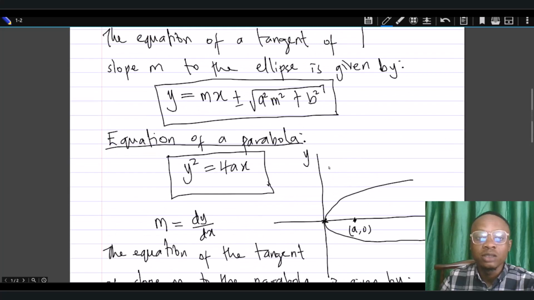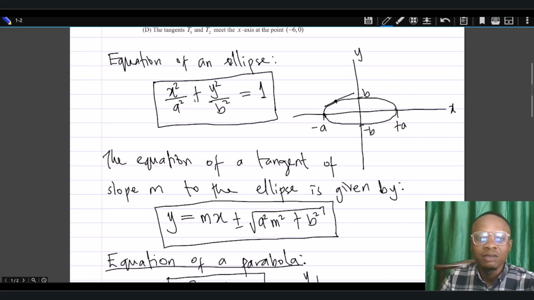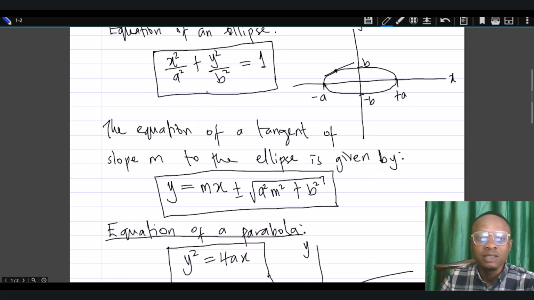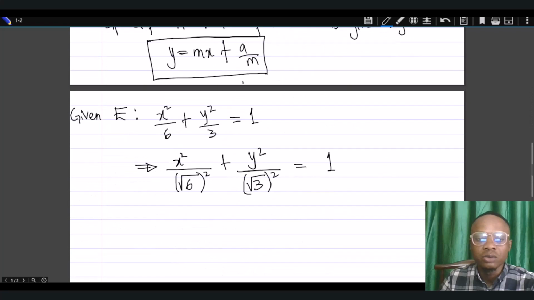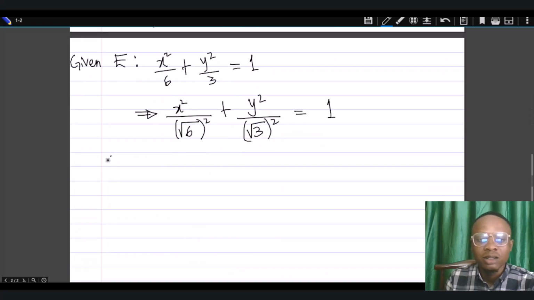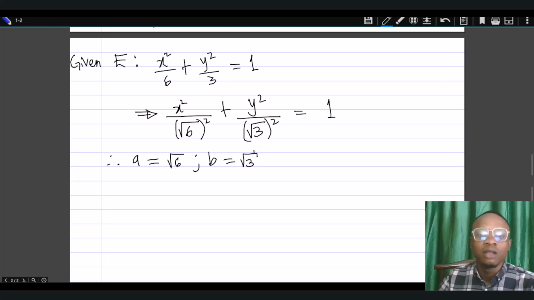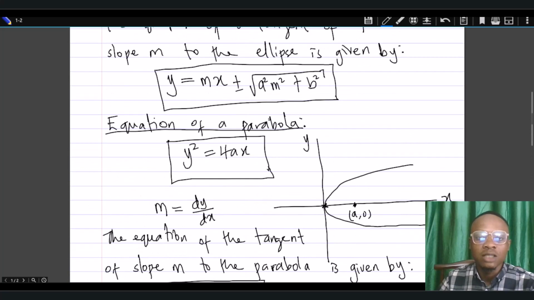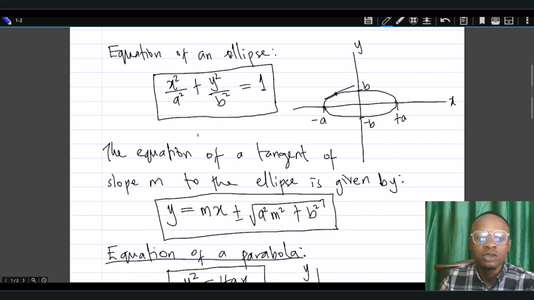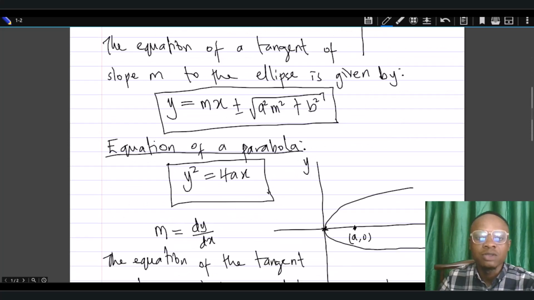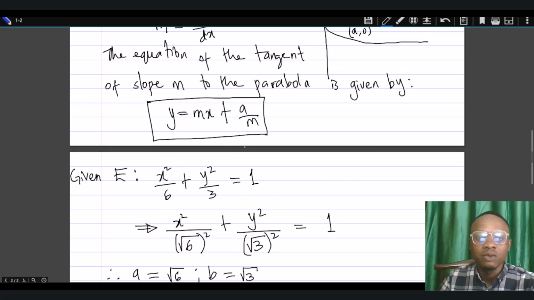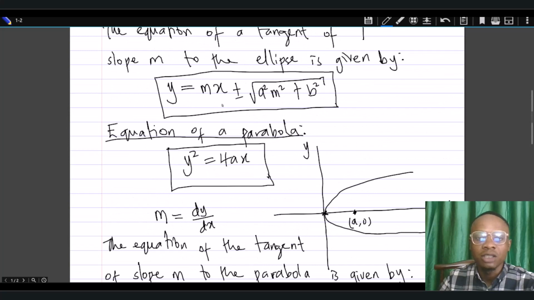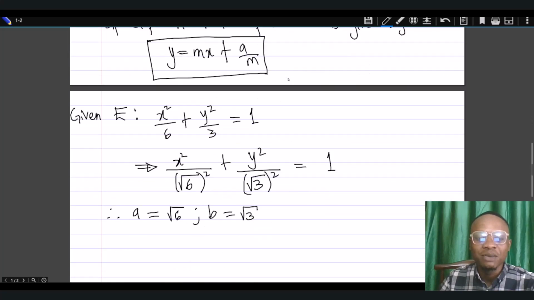When we compare this with the standard form, we now know that a for this ellipse is root of 6 and b is root of 3. So therefore, for the ellipse we have a equal to root of 6 and b equal to root of 3. We can easily extract that from the equation as we just did. So what will be the equation of a tangent of slope m to the ellipse? We just substitute the values of a and b as required in this expression, and we have our equation.